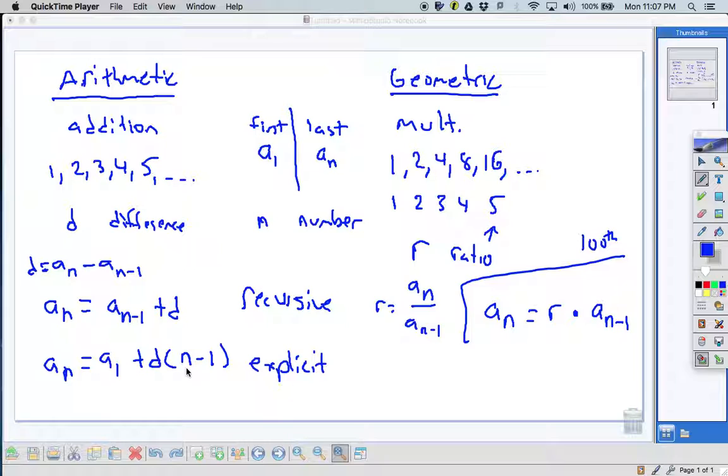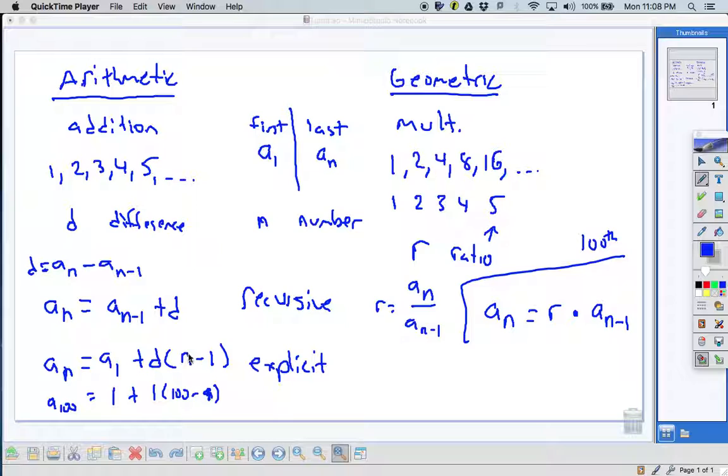whatever n is. So if I want to know what the 100th term is in this pattern, I've added our difference only 99 times. I haven't added it 100 times. That's why it's n minus 1. So what this is saying is that if I want to know the 100th term, that would be denoted as a sub 100. All I need to know is our first term. In this case, it's the number 1. I need the difference, which in this case we decided was 1. And I need to then multiply that 1 by 100 minus 1.